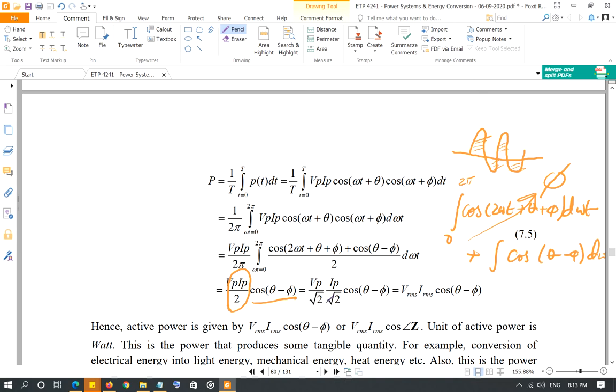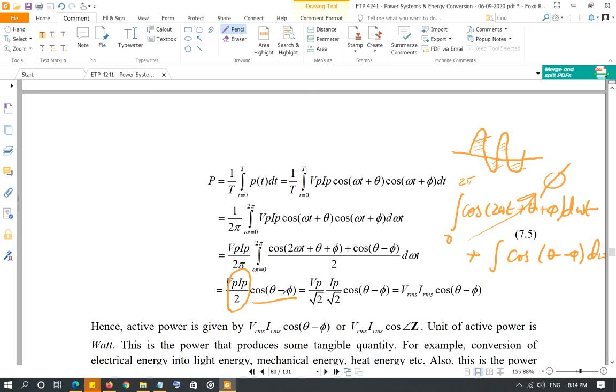RMS value is different for different types of signals. For a sinusoidal signal, if you take the root mean square, that is you square the signal, you average the signal, that is take the mean, and then you take the square root, it is going to give you peak value over square root of 2. That's how you calculate root mean square of any periodic signal.